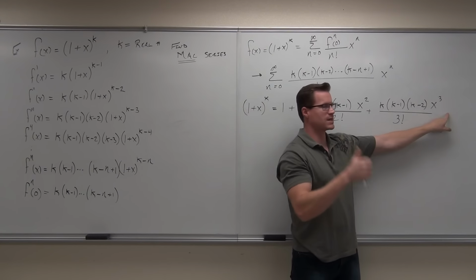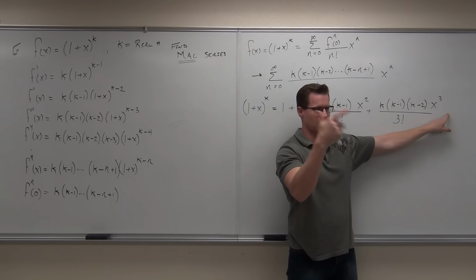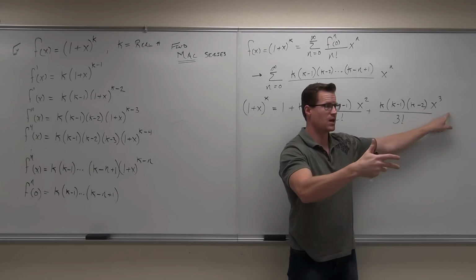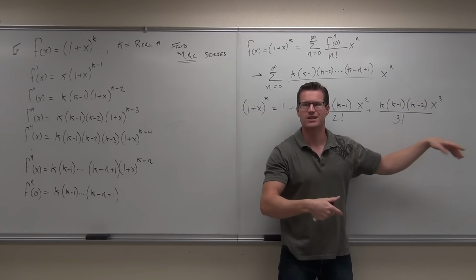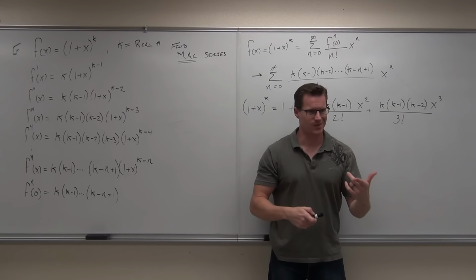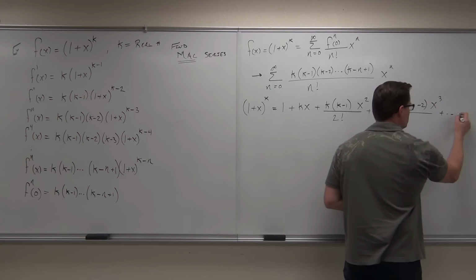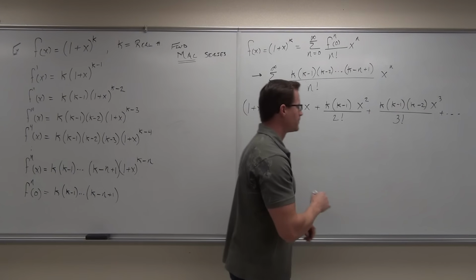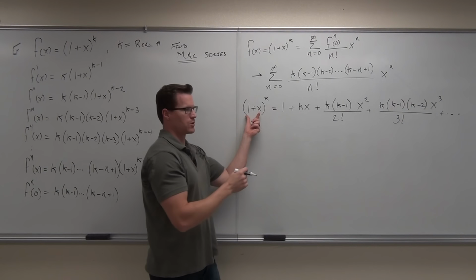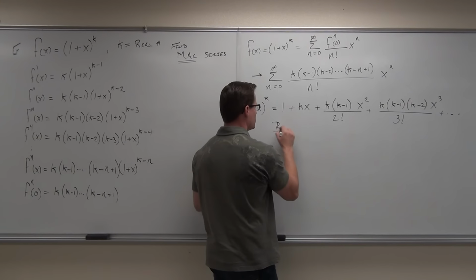The next one would be k times k minus 1 times k minus 2 times k minus 3, x to the 4th over 4 factorial, and you'd continue forever. Does that make sense to you? What this is called is the binomial series. Binomial, 2 terms being expanded. So this is the binomial series.